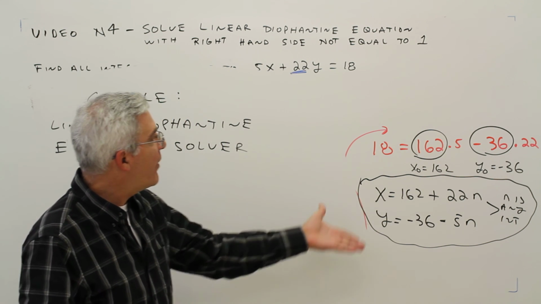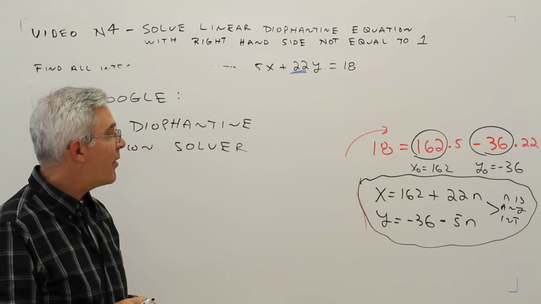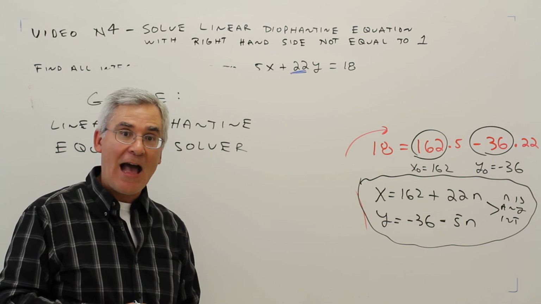Okay, so there you have it. How to solve a linear Diophantine equation where the right-hand side is not equal to 1.